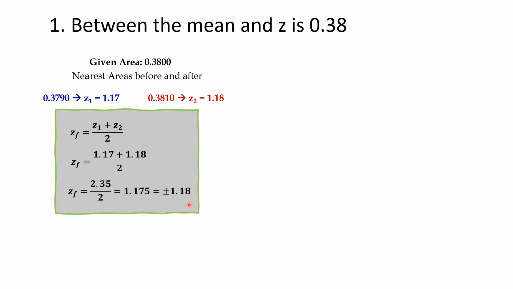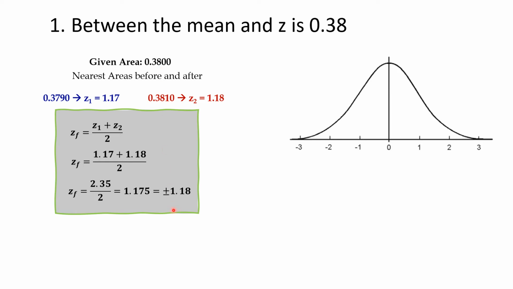So therefore, we must take the second z value, that is the area after the given area. That is 1.18. This is now the z value. So we're going to take the second z value after the given area if and only if their interval is equal. For example, this one, the first area is only 0.0010 before, and the area after is also 0.0010 after the given area.